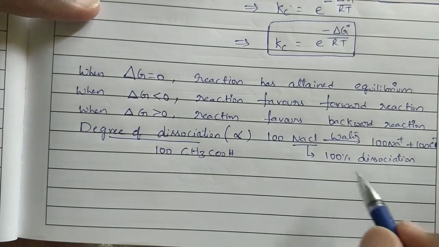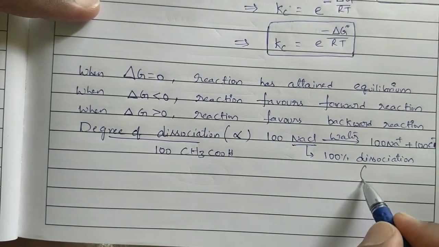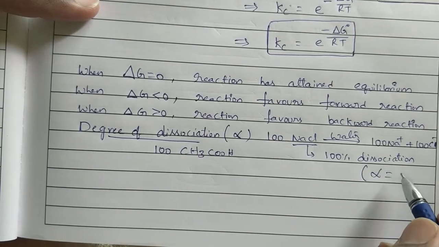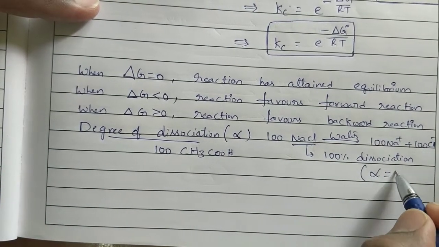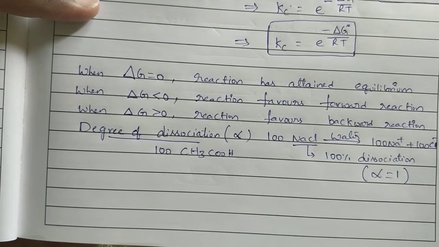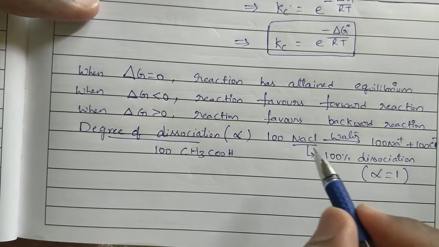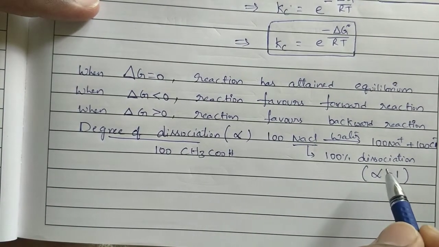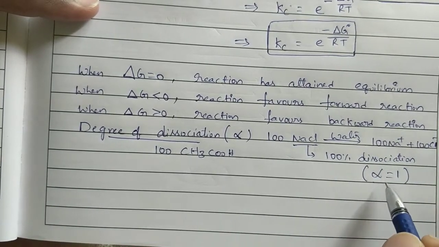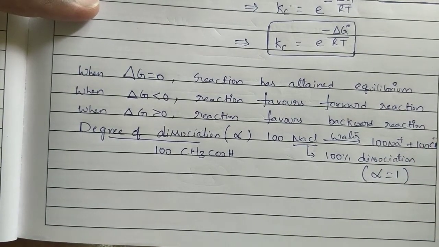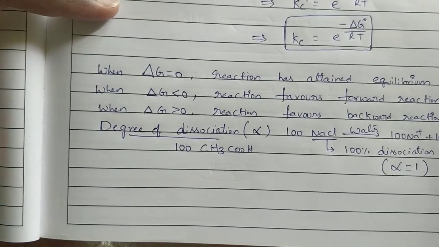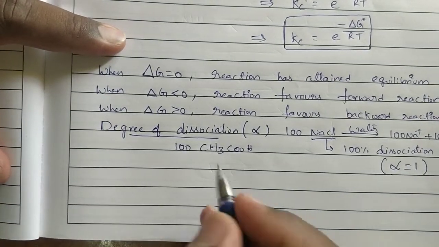NaCl undergoes 100% dissociation. In this condition, alpha is equal to 100% means 100 by 100, which is 1. So if any particle undergoes 100% dissociation, in that condition alpha is equal to 1. That is the maximum value for alpha.